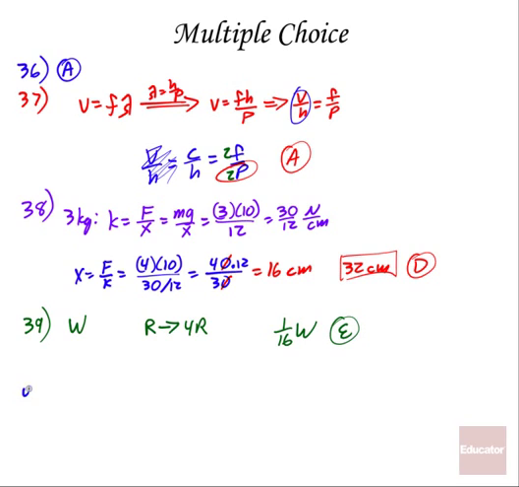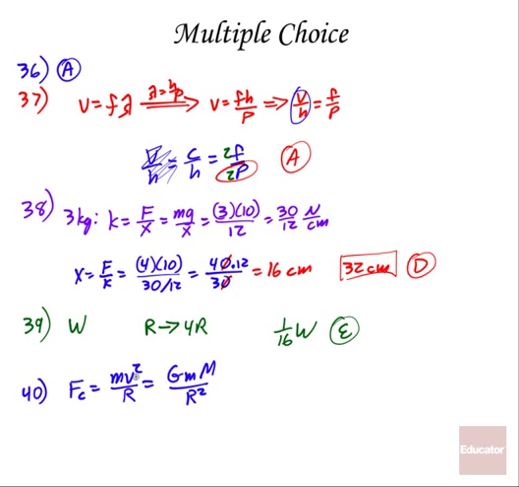Number 40. Trying to find the kinetic energy of a satellite that orbits the Earth in a circular orbit of radius r. Well, if it's moving in a circular orbit, that must be caused by a centripetal force, which is mv squared over capital R. And what's causing that centripetal force? Well, the force of gravity, which is big G times the mass of our satellite and the mass of our planet divided by R squared.